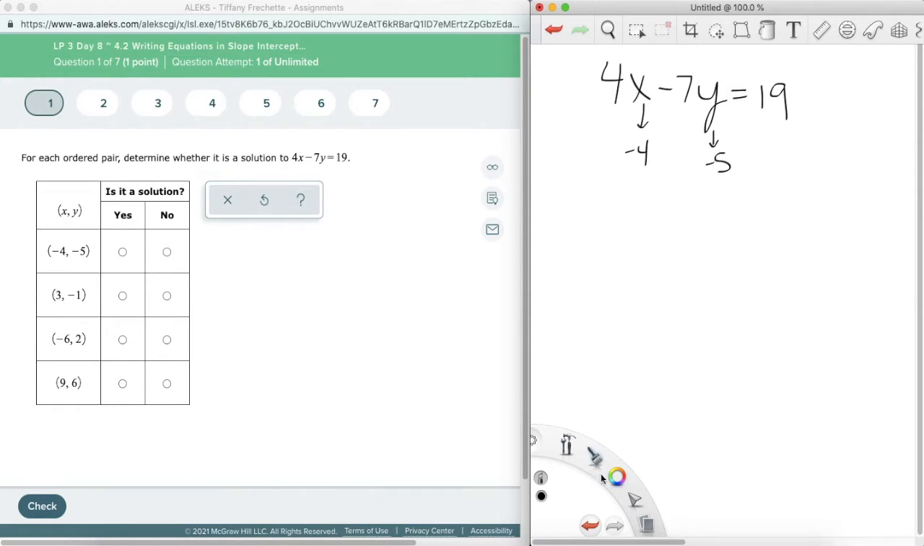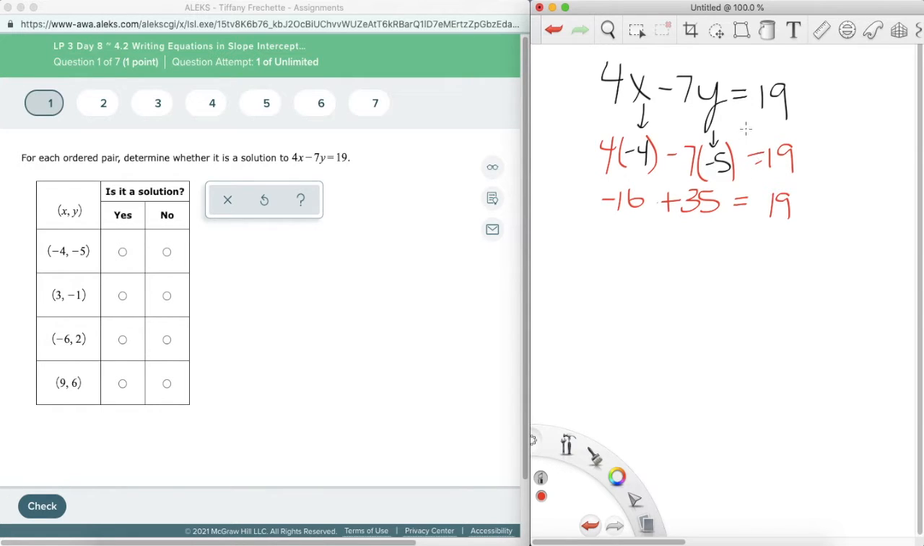The rest of this is all going to stay the same. And I'm putting parentheses around these to show multiplication. That's what the parentheses are for. So we have 4 times -4, that's -16. -7 times -5, that's positive 35. Two negatives multiplied together gives you a positive. And then equals 19 just comes down.